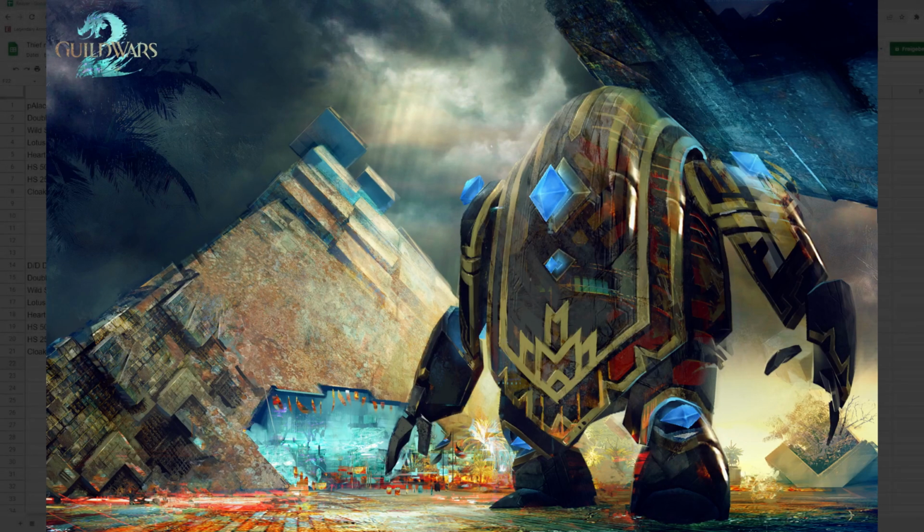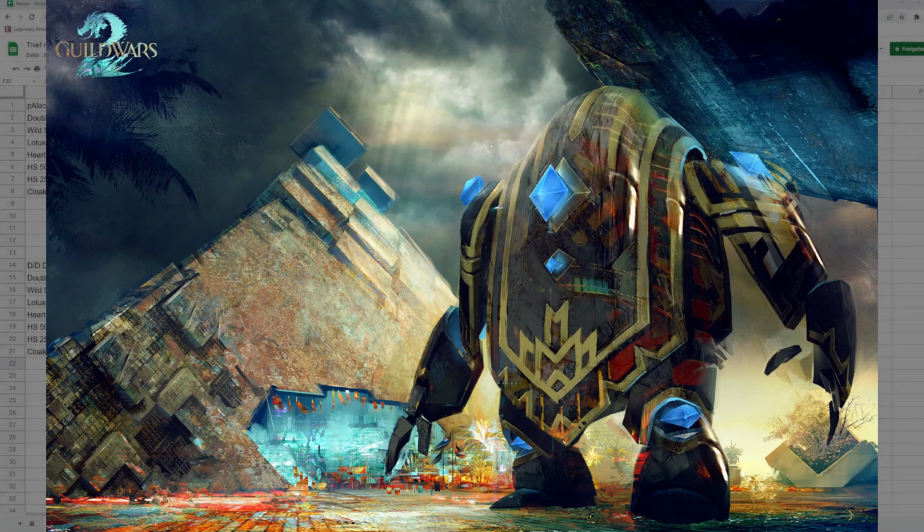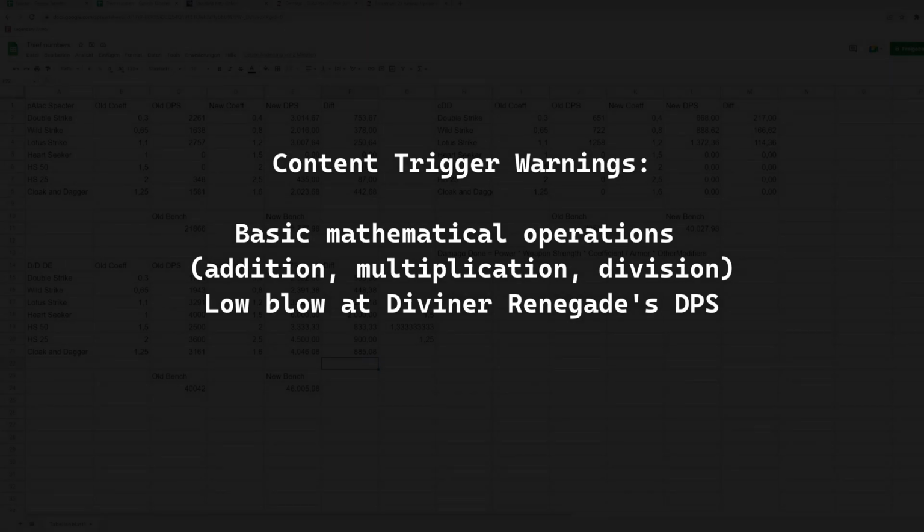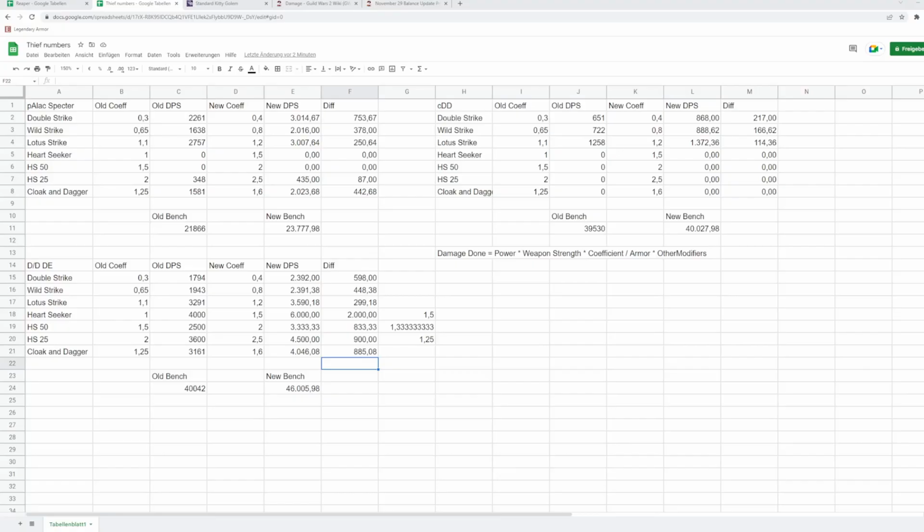Hello everyone. In the days leading up to a patch, you often see benchmark predictions float around the internet. So we predict how much damage a build is going to do after the patch based on just the patch notes. Now, if you don't know anything about the damage formula or how damage works in Guild Wars 2, these damage predictions may sound extremely impressive and extremely complicated. How could you possibly see the future?